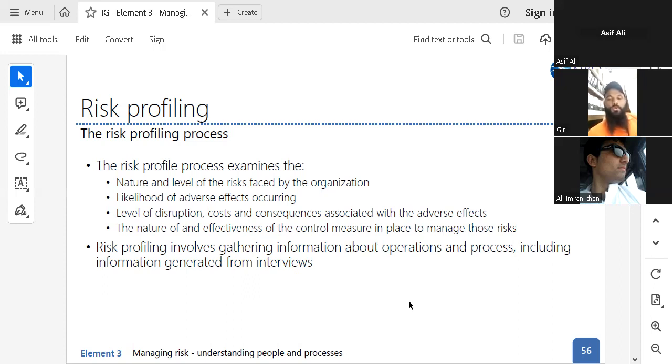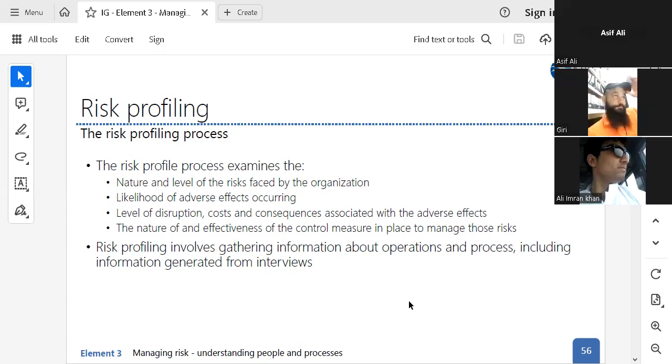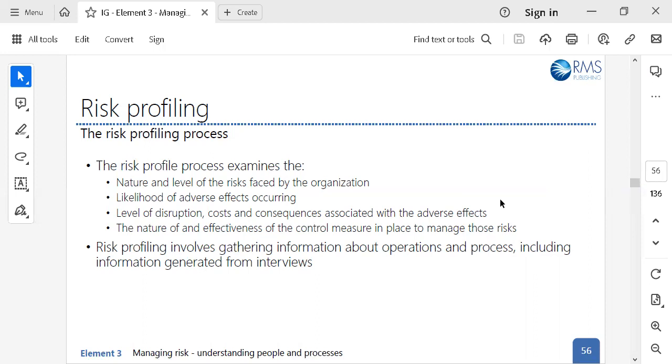Then the nature of adverse effects and the effectiveness of the control measures in place to manage those risks. Risk profiling involves gathering information about operations and processes, including information generated from interviews. So in risk profiling, we will check the whole organization, we will check the risks in the organization, then we will check the likelihood of that risk, and how it disturbs the business, the cost, and the consequences from that disruption, and then we will give the control measures according to the priority of that risk.